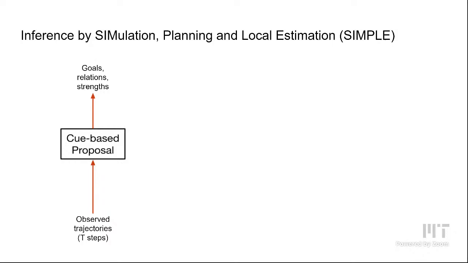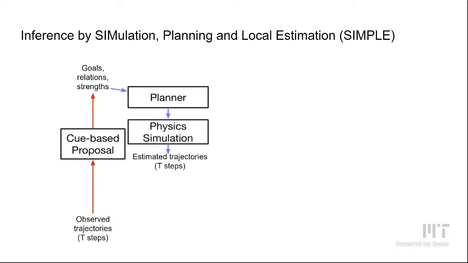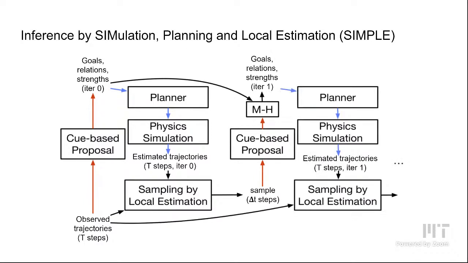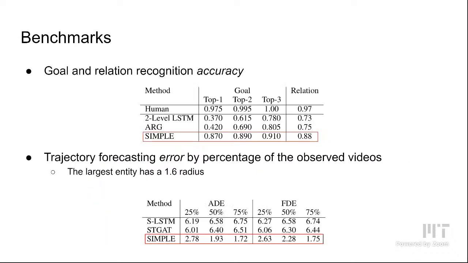So we go from observed trajectories to environment configurations. And then using our planner, we estimate trajectories from those predictions. Then we compare estimated trajectories to the observed ones. And based on the discrepancies between them, we can improve our prediction of the environment configurations. We continue this process iteratively until we get a final estimation. On the 3 tasks that we propose, goal and relation recognition and trajectory forecasting, our model in red does better than the baselines we compared to.